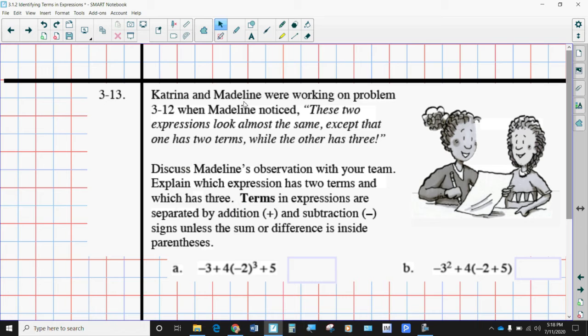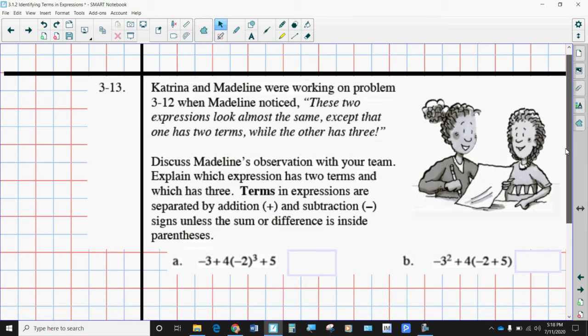Okay, so Katrina and Madeline were working on problem 3-12 when Madeline noticed these two expressions look almost the same, except one of them has 2 terms and the other one has 3 terms. Discuss Madeline's observation with your team. Explain which expression has 2 terms and which one has 3.